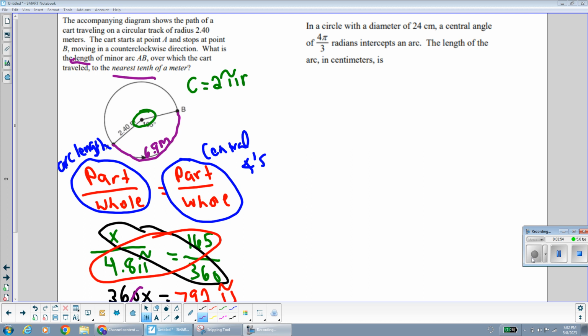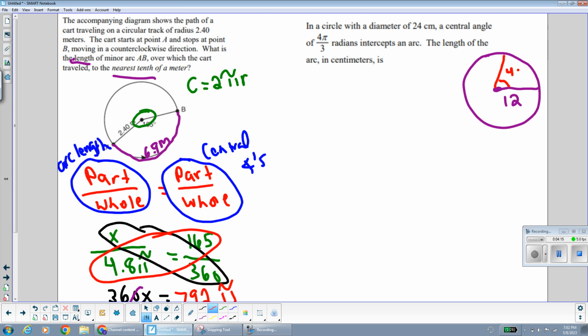Moving on to the next example, we're told that we have a circle with a diameter of 24 centimeters. That means the radius is 12 centimeters because that's half of the diameter. And a central angle of 4 pi over 3 radians. And we need to find the length of the arc.